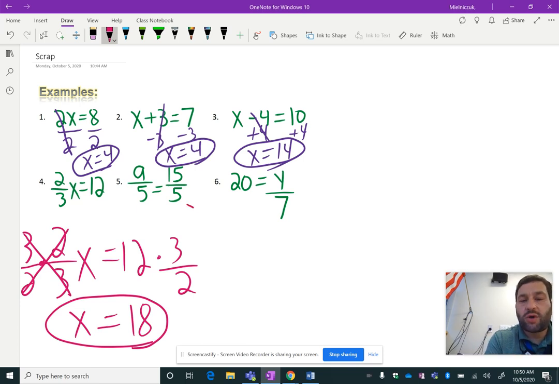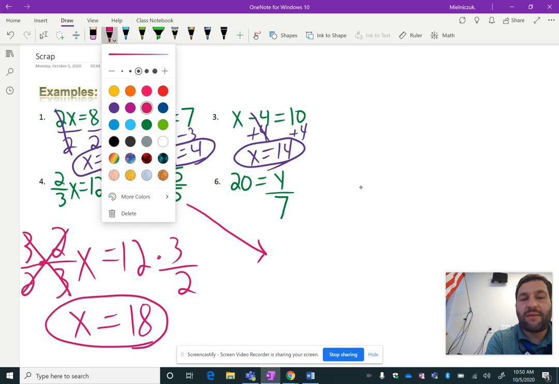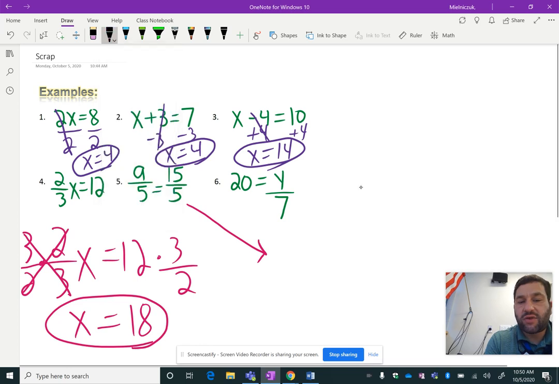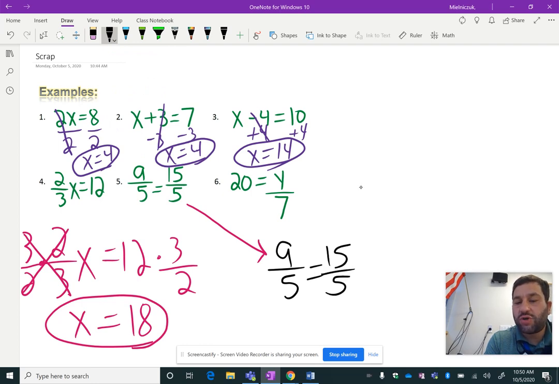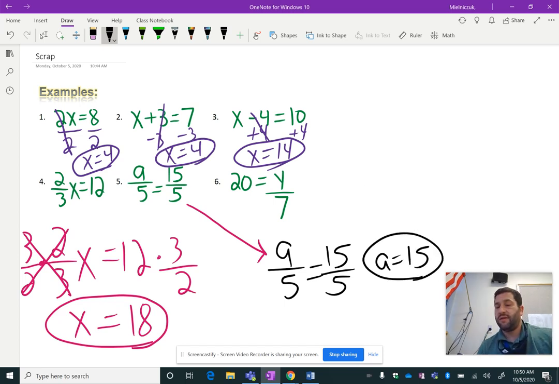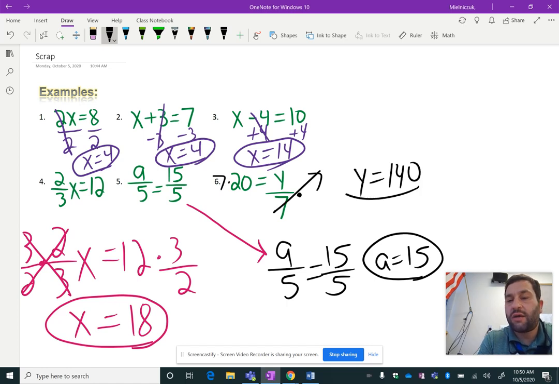Okay, what do we do in a question like number 5 where we have a denominator? Notice for this one that in this situation, the denominator is the same. When that happens, you can just ignore the denominator and focus on the top. So in this case, there's nothing to do. It's just a equals 15. And for the last one, to get rid of dividing by 7, you multiply both sides by 7. So you will get y is equal to 140.